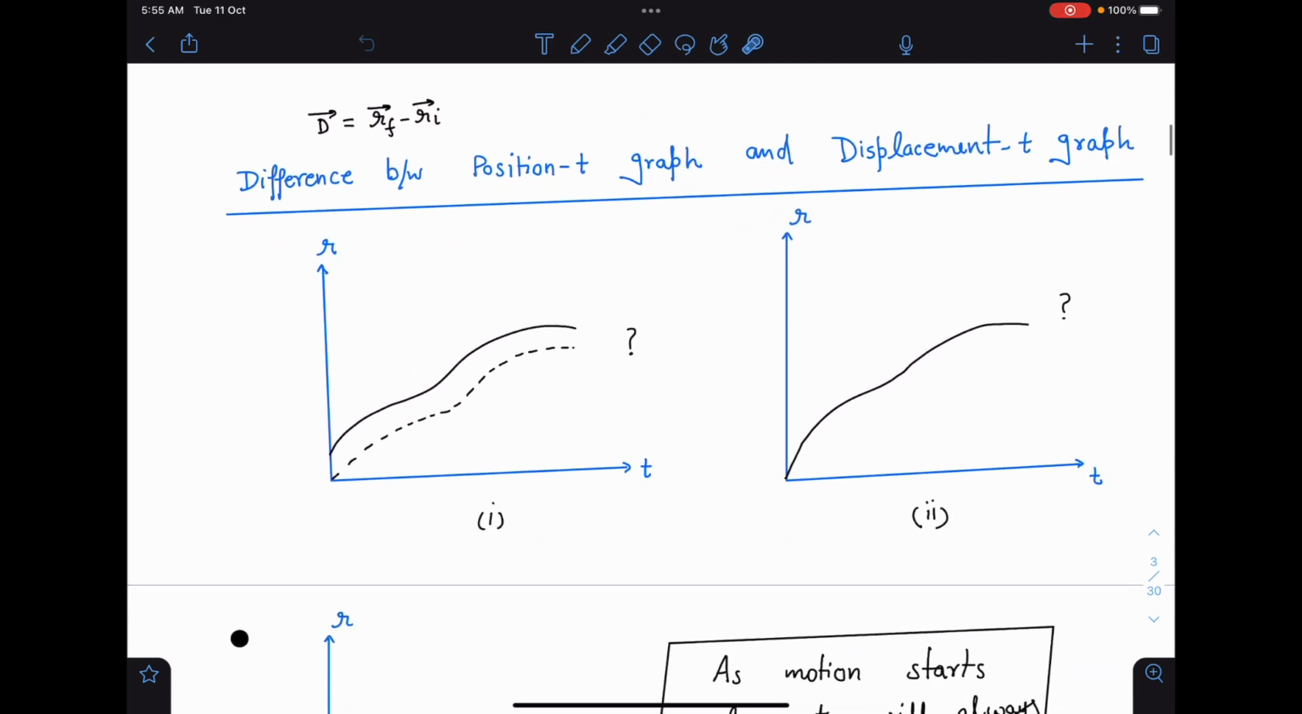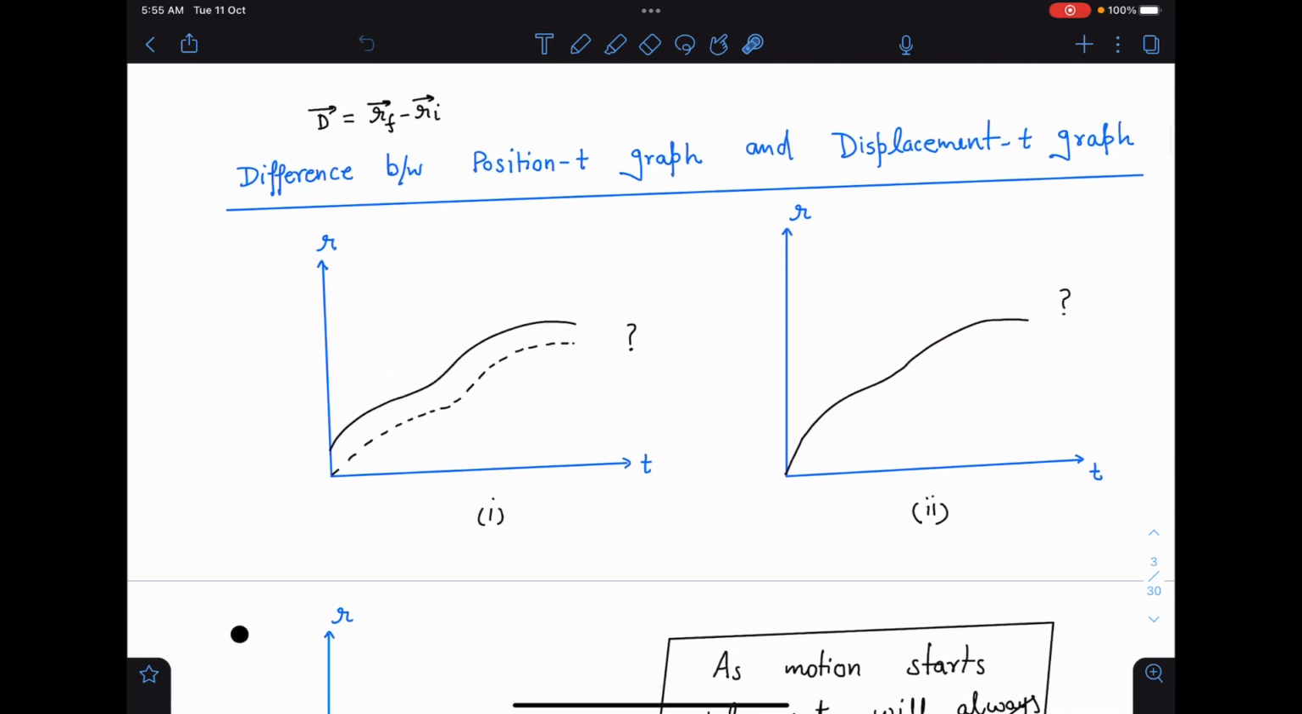So let's understand the difference between position time graph and displacement time graph, where many students make mistakes. So here is the first point. You can see the two graphs. In one part I have shown a graph with some offset from the origin. That means it is not starting from the origin. Another graph is starting from the origin. Now my question to you will be whether they represent position time graph or displacement time graph.